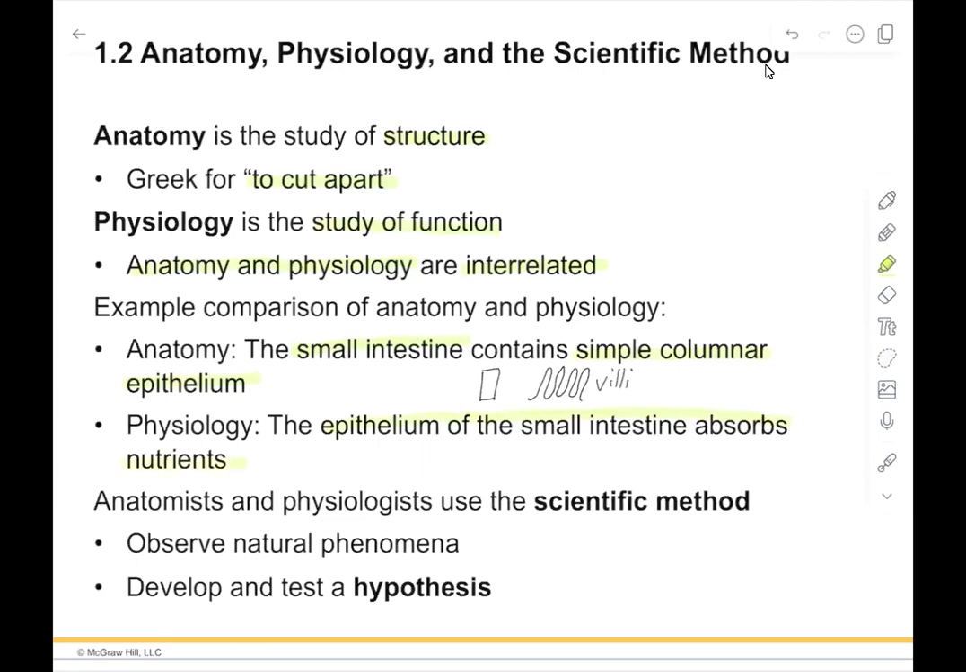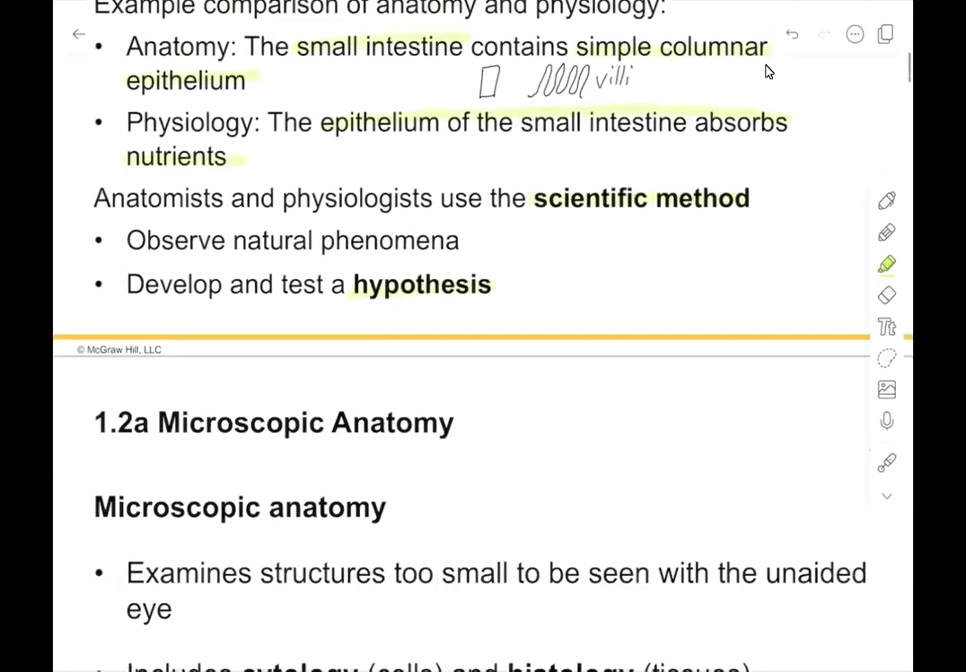So anatomists and physiologists both use the scientific method. It's not important that you know the parts of the scientific method, but when we do use the scientific method, scientists develop what is called a hypothesis. It's a general belief in what you think is going to happen during the experiment.